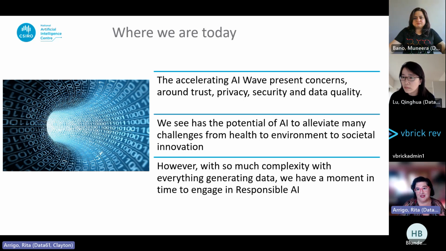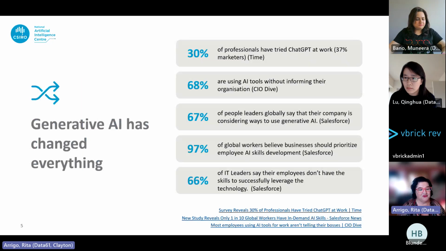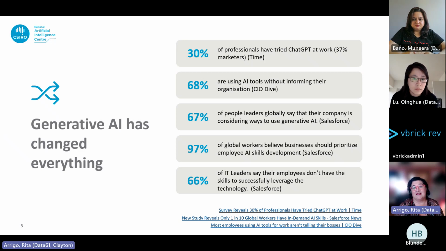So not only is everything generating data, we also have generative AI that has changed everything. With 30% of professionals already using ChatGPT, 68% using AI tools which are informing their organisation, leaders saying that their company is considering ways to use generative AI, and 97% of global workers believing business should prioritise employee AI skills development, as well as leaders saying that employees don't have enough skills to leverage the technology.